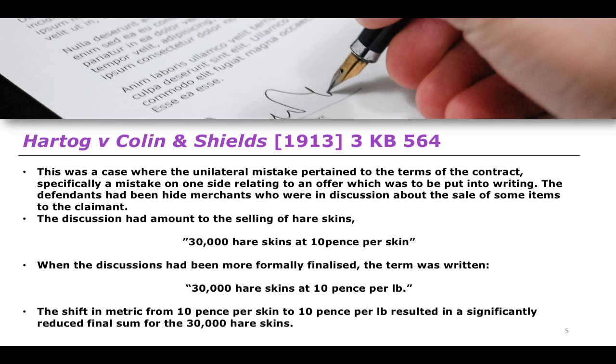which was 30,000 at 10 pence per skin. But then the dispute arises when it comes to the claimant's argument that it should be the thing that is written down that is essentially adhered to, which is obviously 10 pence per pound. You can obviously understand why the claimant would want this to be advocated for, given the fact that they would be able to get 30,000 hare skins at a significantly reduced price than what was originally agreed before it was put into writing and formalised.